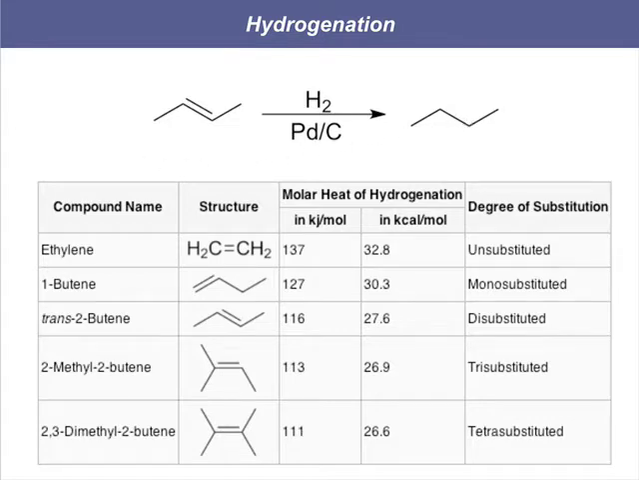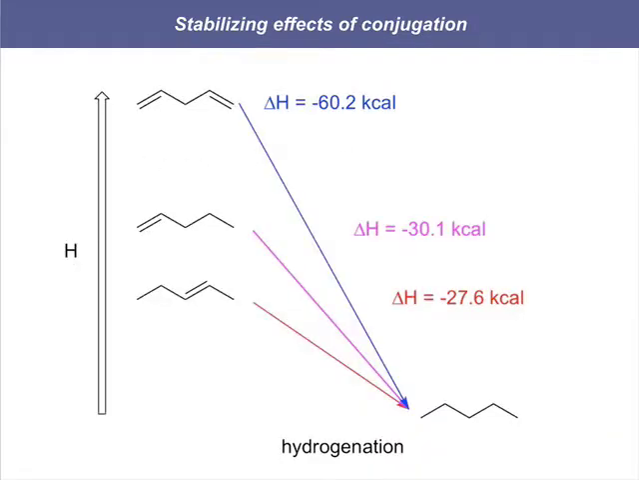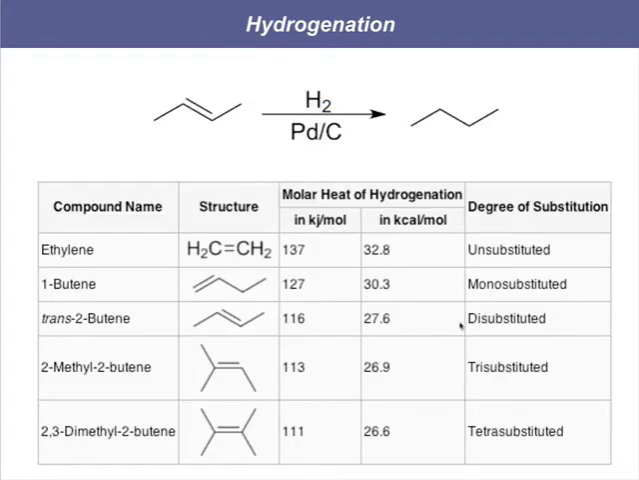So I want to show you this in a graphical form here. Here we have a disubstituted alkene where we have 1, 2 carbons attached to the double bonded carbons, and the heat of hydrogenation for a disubstituted alkene would be 27.6 kcal. We saw that in the previous slide, 27.6 kcal for a disubstituted alkene.